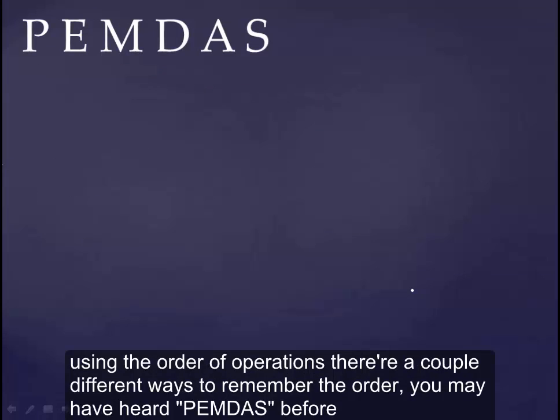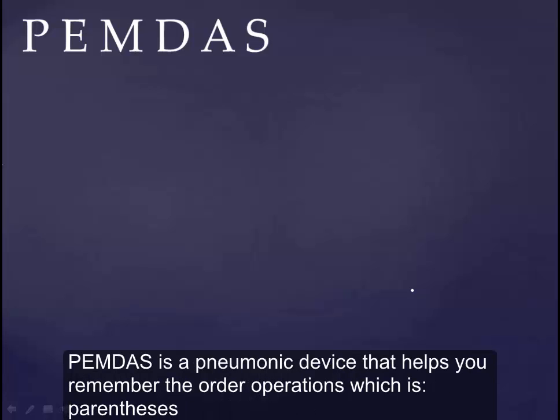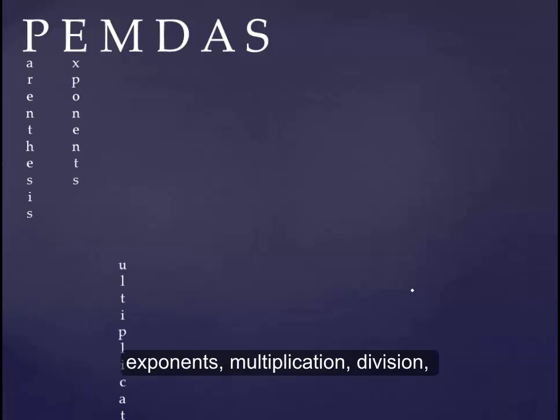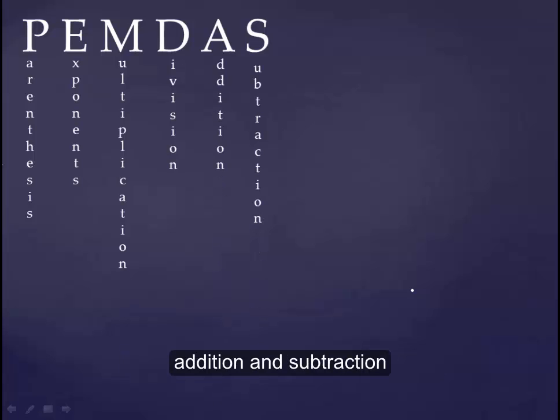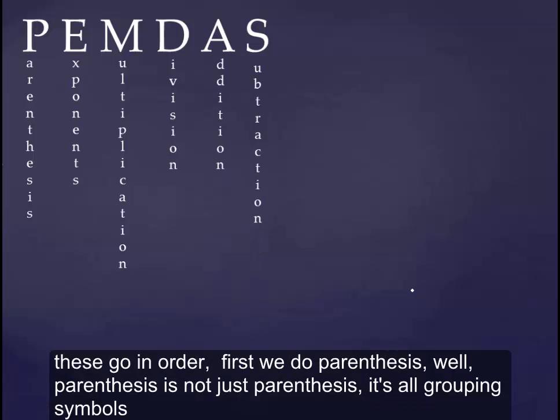Using the order of operations, there's a couple different ways to remember the order. You may have heard PEMDAS before. PEMDAS is a mnemonic device that helps you remember the order of operations, which is parentheses, exponents, multiplication, division, addition, and subtraction. These go in order.